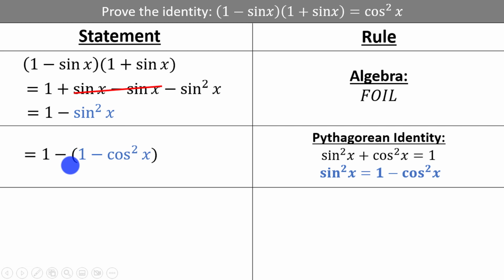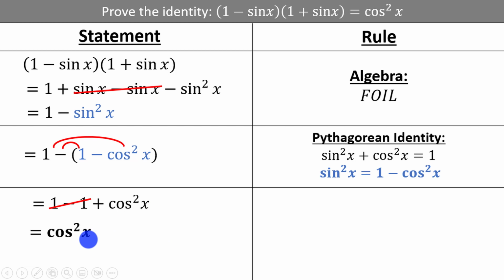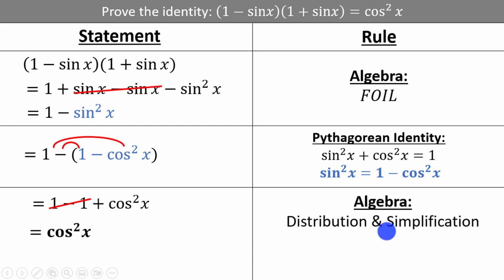We have 1 minus, parentheses, 1 minus cosine squared. Make sure that you use parentheses, because we must subtract the entire expression 1 minus cosine squared. We can distribute the negative sign so that we get 1 minus 1 plus cosine squared. The 1's will cancel, and we will be left with cosine squared. We justify this final step by algebra, distribution, and simplification. At this point, we are finished with the proof. We have manipulated the left-hand side of the equation so that it matches the right-hand side.